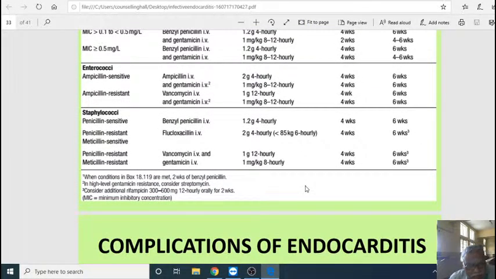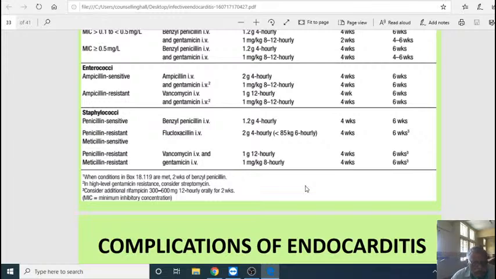Then you have enterococci. The enterococci should be treated with penicillin or ampicillin. If it is sensitive, you give ampicillin IV 2 grams every 4th hourly for 4 to 6 weeks. Any treatment lasts 4 to 6 weeks. For ampicillin resistant organisms, you may have to give vancomycin IV 1 gram 12 hourly, and gentamicin IV 1 milligram per kg 12 hourly for 4 to 6 weeks.